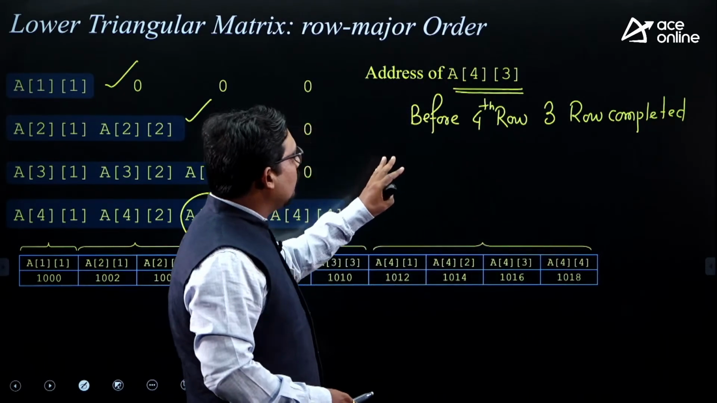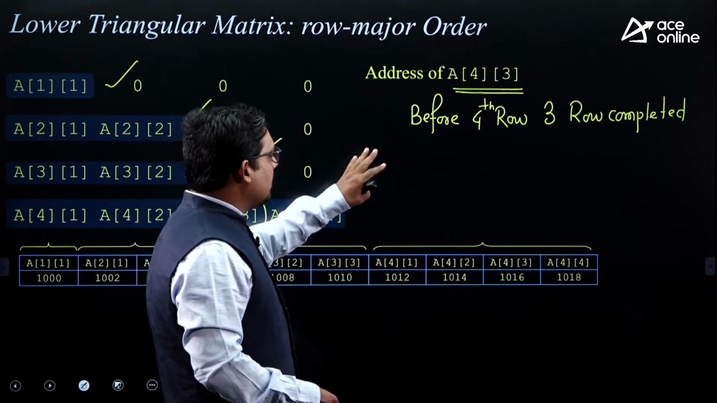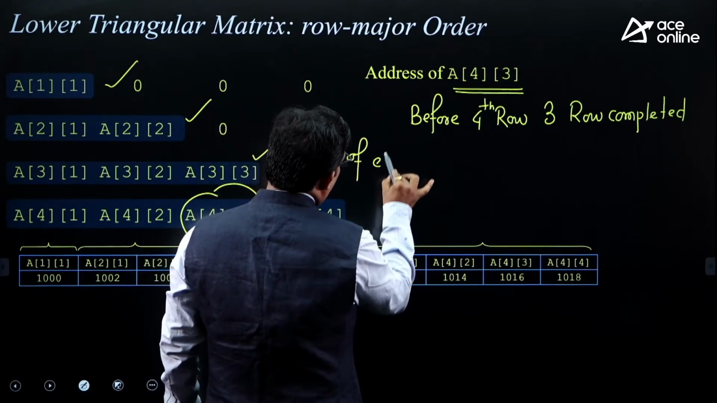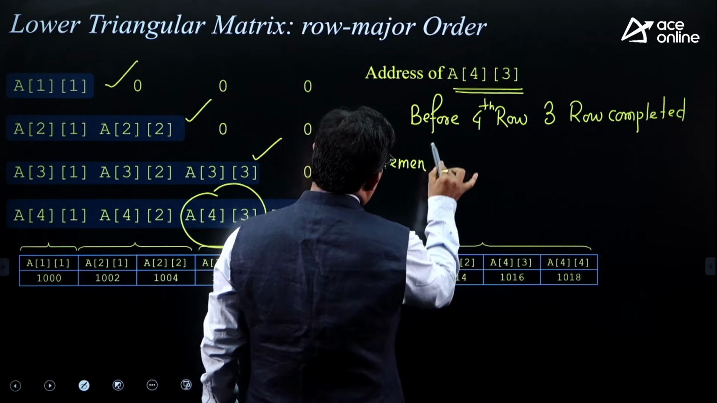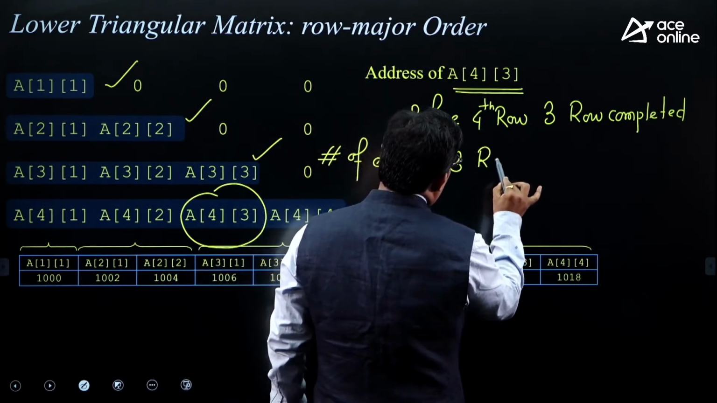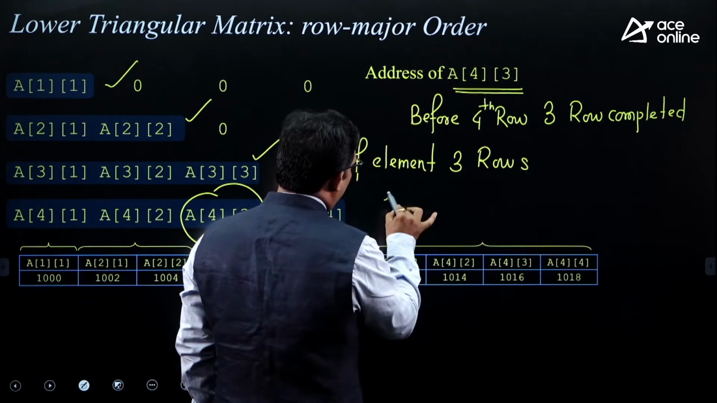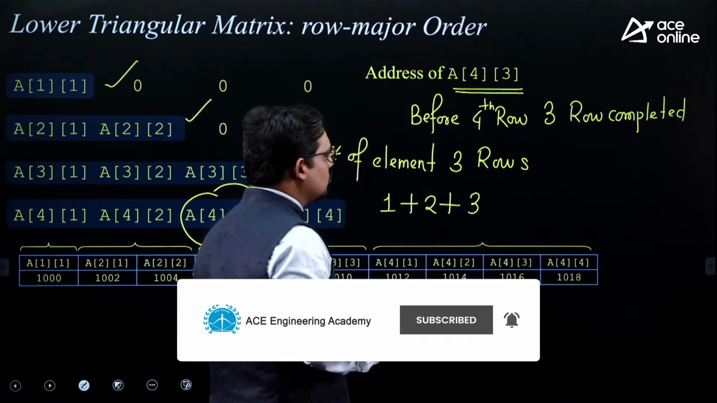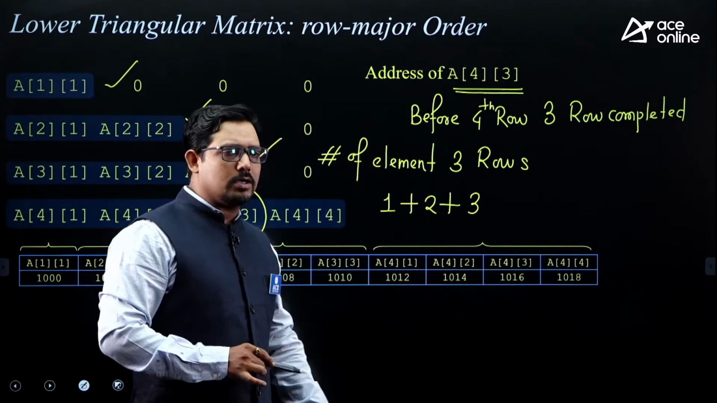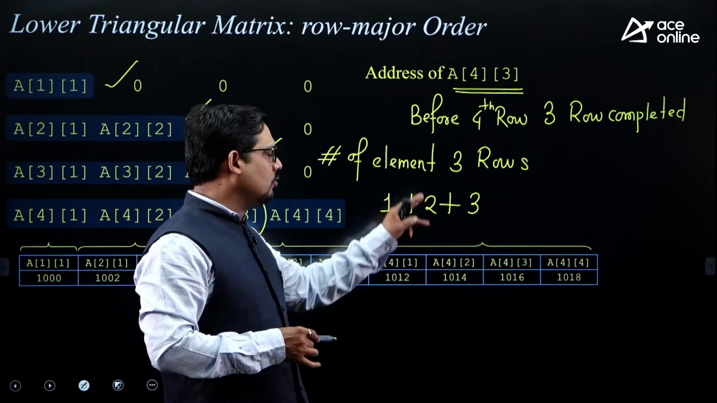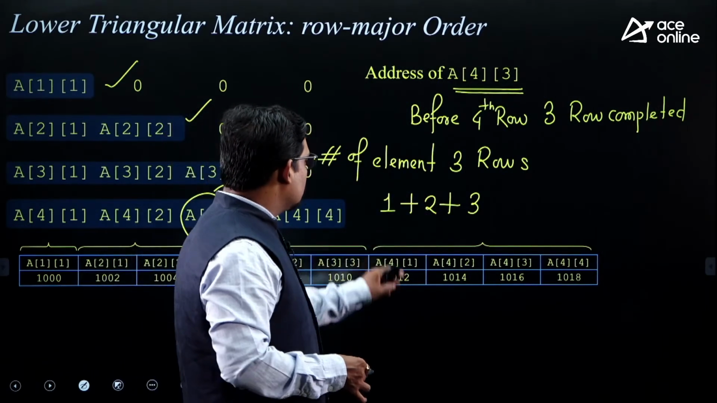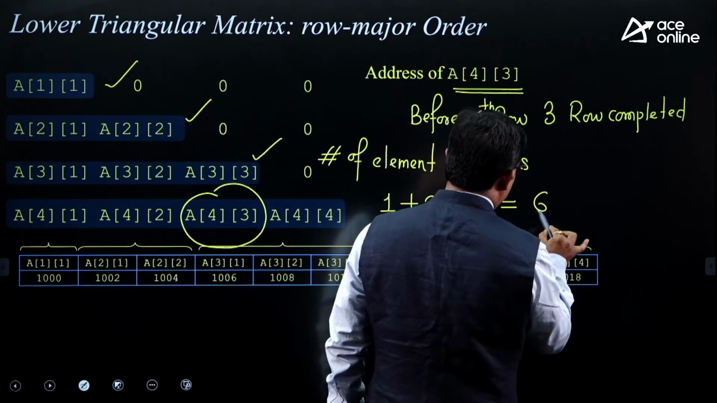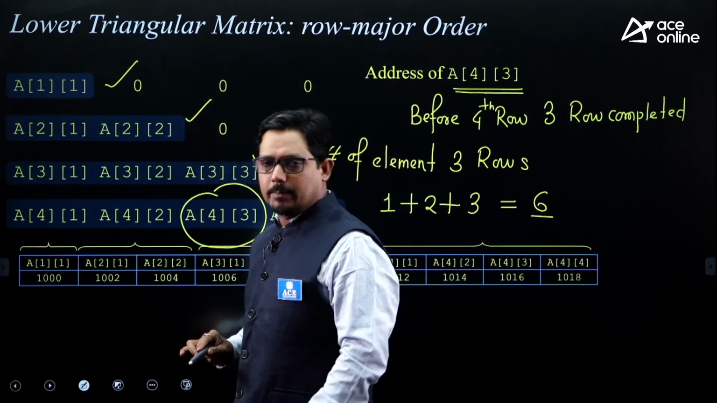So before the 4th row, we have completed 3 rows. The number of elements in 3 rows will be: the first row consists of 1, the second row consists of 2, the third row consists of 3. So 1 plus 2 plus 3 is the number of elements, which is equal to 6 elements. So 6 elements row-wise I have completed.